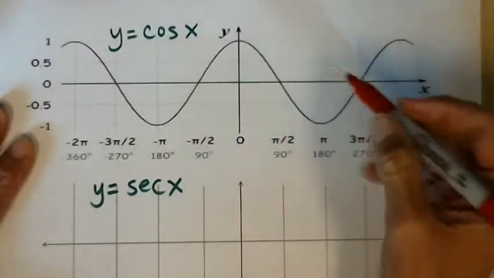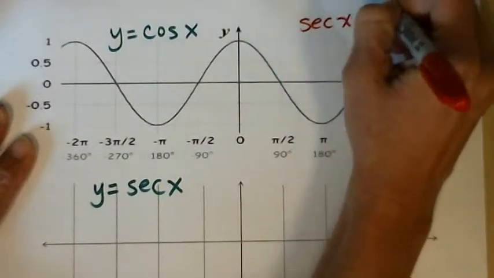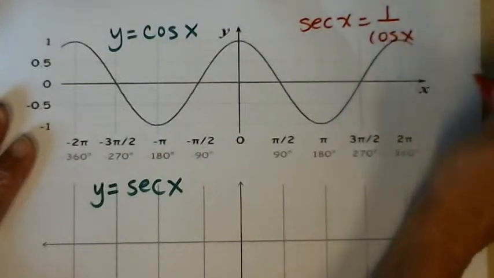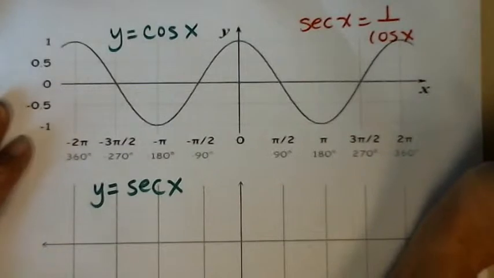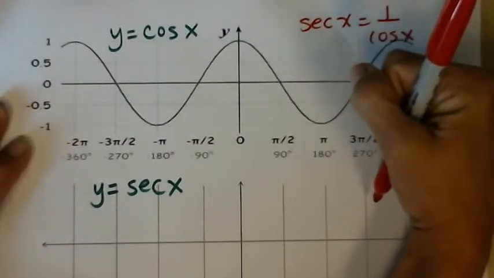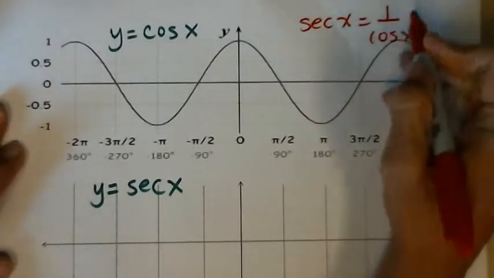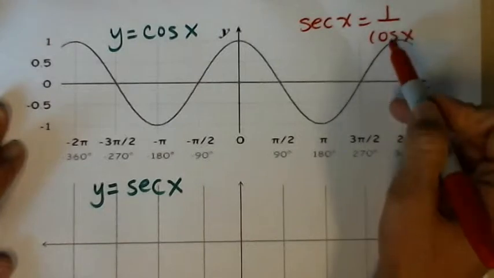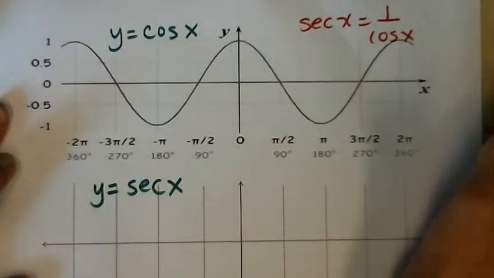So if I want to do secant, the first thing I need to remember is the relationship between cosine and secant. Secant x is the same thing as 1 over cosine x. It's the reciprocal function. So I'm going to plot my secant by plotting some points. And since cosine x can be 0, if I divide by 0, that's what happens at my asymptotes. So I will have zeros and asymptotes.